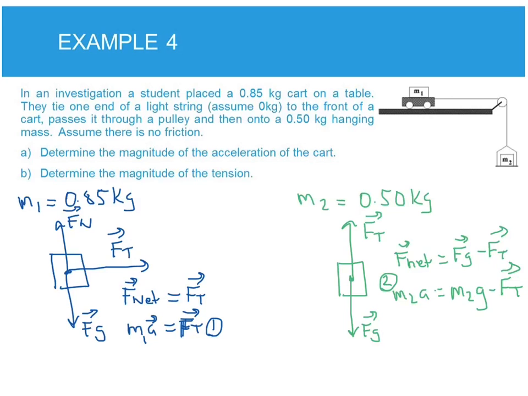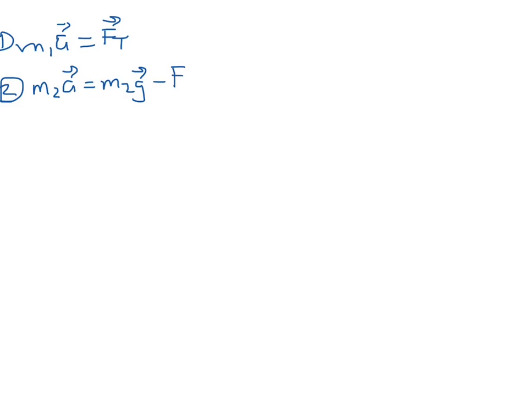I'm going to flip to a clean slate so that I can rewrite those equations. Sorry, I erased that because it was starting to get a little messy. Our equation 1 was M1 times a equals our Ft. So that was equation 1. Equation 2 was M2a equals M2g minus Ft. So those were our simplified equations.